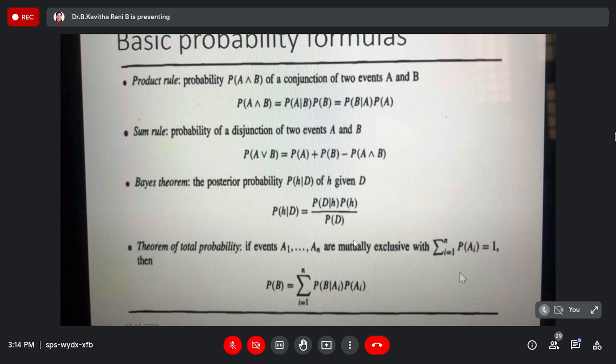Product rule is nothing but the probability of A and B, that is A and B occurring together, a conjunction of two events A and B. Where A and B occur together, there we will be using product rule. For that purpose we will be using product rule.